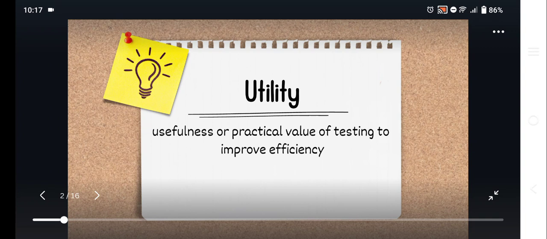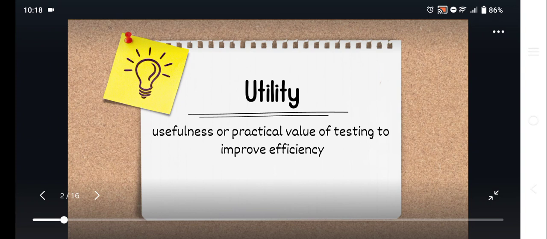So, ano nga po ba yung index of utility? The index of utility is the practical value of the information derived from scores on the test. These test scores are said to have utility if they're used in a particular situation and help us to make better decisions. This is in the sense of being more cost-effective.